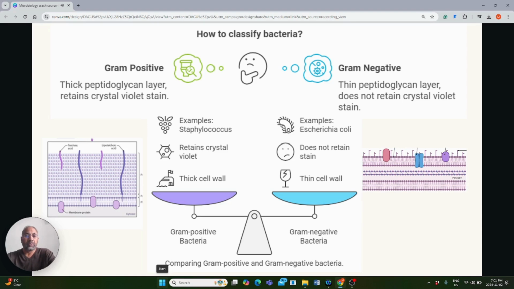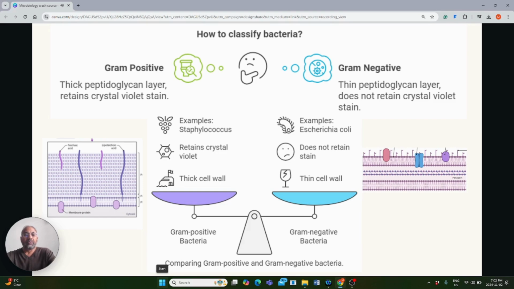So the gram positive bacteria, because of the thicker outside layer, which is the peptidoglycan layer, appear purple because they retain the purple stain, and the gram negative appear pink because they lose the primary stain and are able to retain the secondary stain. So this is the gram positive and the gram negative bacteria.